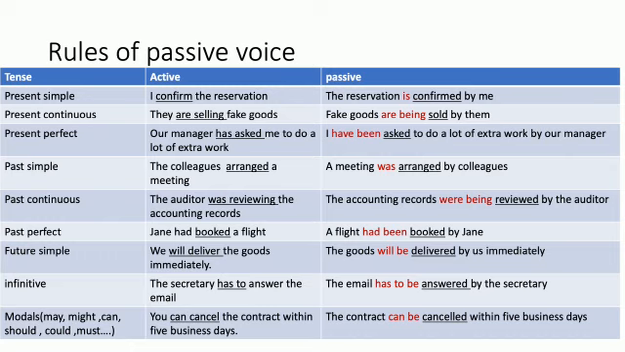Sometimes you can find the infinitive in the passive voice. For example, here we have: The secretary has to answer the email. You see here we have to answer. The verb is not conjugated, which is the infinitive, to answer. It is rarely used. The email has to be answered by the secretary. So here we just add be as it is.